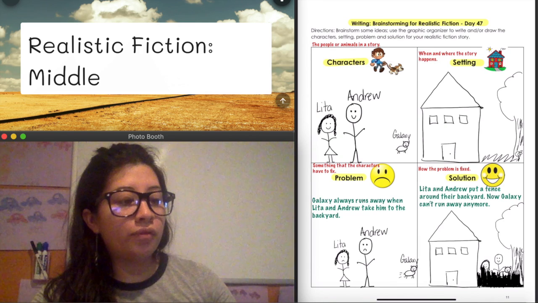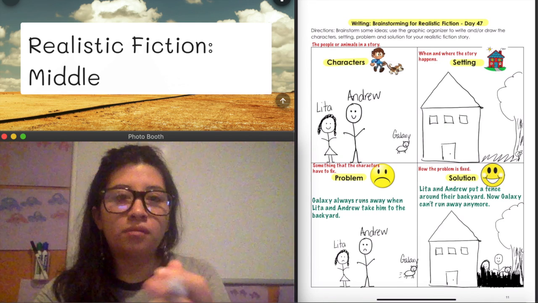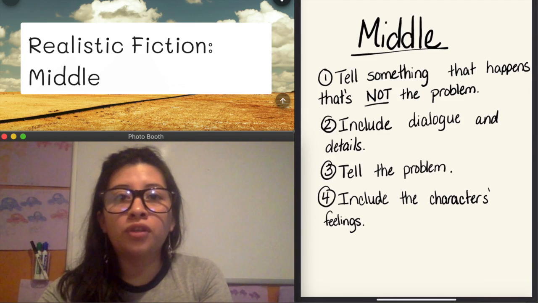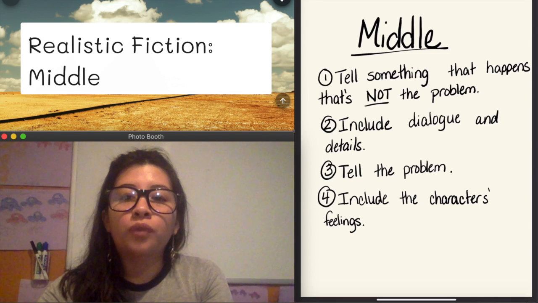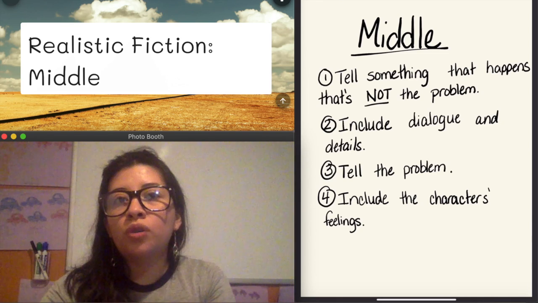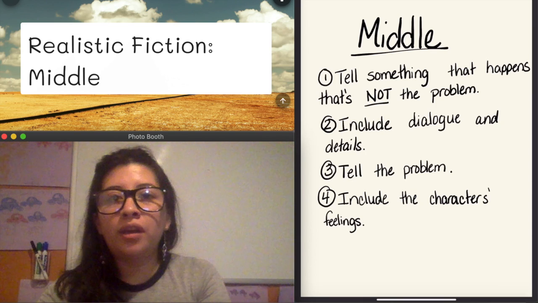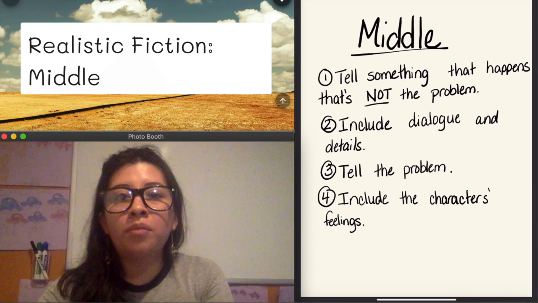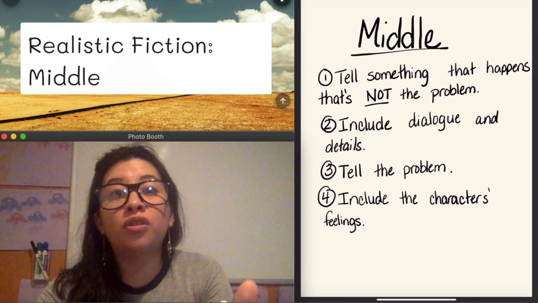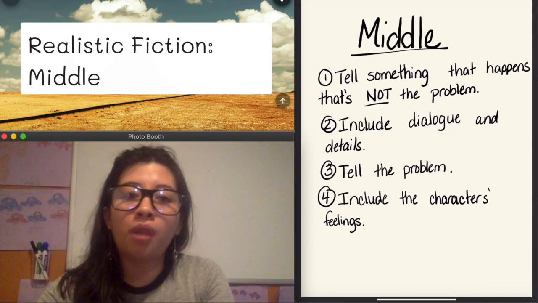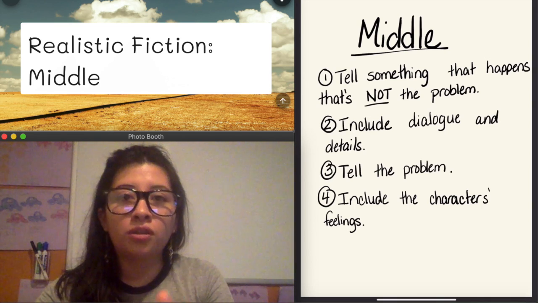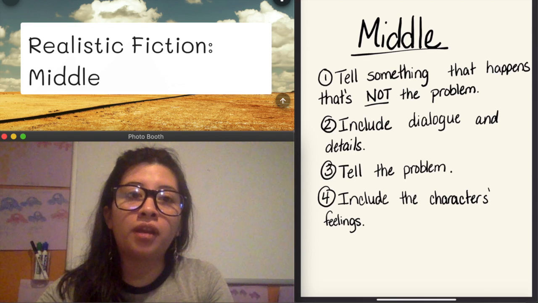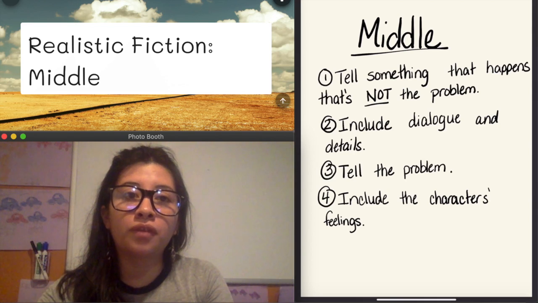So the middle part of realistic fiction really is this right here. The middle part of any story, especially realistic fiction, is where it tells you what happens. It tells you some more events. It has some dialogue, it has feelings, and it tells you the problem. We don't tell the problem in the introduction because then that would be a very short story. But we tell the problem in the middle of the story after we get to know the characters and we understand the setting.